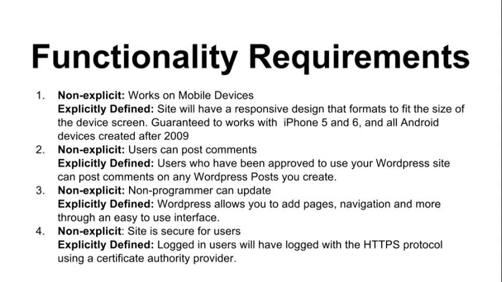Building on explicit and non-explicit definitions, we are going to use one example when it comes to functionality. So the non-explicit definition simply states that it must work on mobile devices. Explicitly defined, the site will have a responsive design that formats to fit the size of the device screen. This function will be met by using a specific jQuery JavaScript library integrated into the CSS and designed, tested, and proved to have worked on previous current WordPress content management systems. As well, it will also be guaranteed to function within iPhone 5 and 6 and all Android devices created after 2009. Quite a difference there.